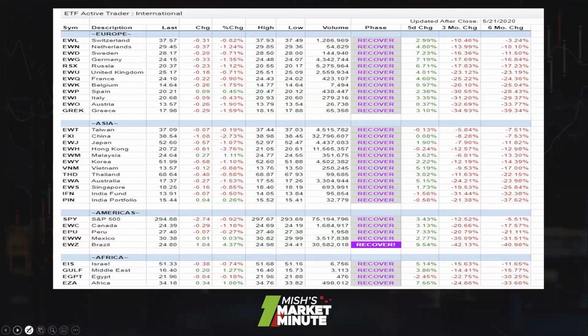I get my information from this. What you're looking at on your screen is MarketGauge's proprietary ETF monitor. What it does is it divides the different categories of ETFs. This one happens to be the international ETF. So you can see here, this is up to date, that we go through the Europe ETFs, Asia, the Americas, and Africa.